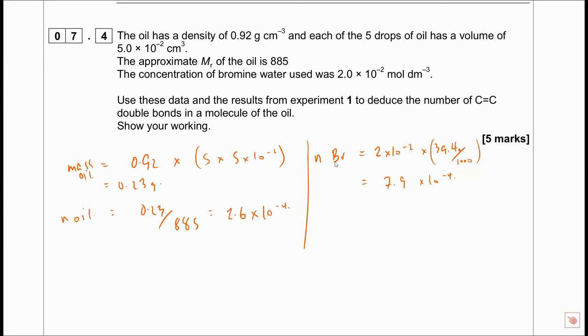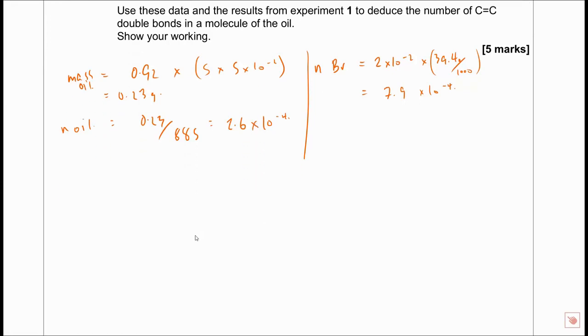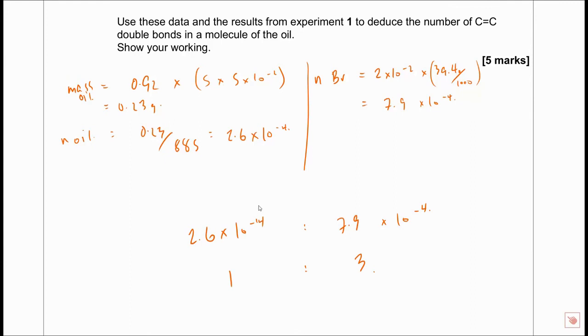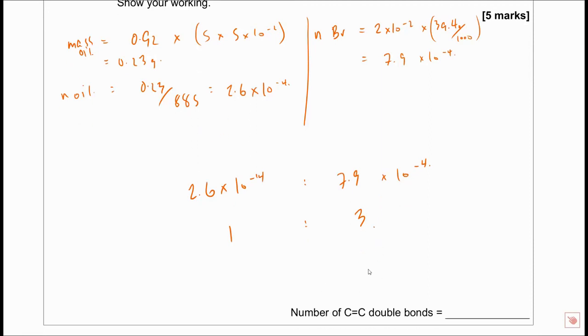All I'm looking for is a ratio of oil to bromine. My ratio currently is 2.6 times 10 to the minus 4 to 7.9 times 10 to the minus 4. When I look at that ratio, if I divide by the smallest number, which is this one, I come out with a ratio of 1 to 3. So I know, therefore, that for every 1 molecule of oil that I had, I required 3 molecules of bromine, which therefore means I must have had 3 double bonds in there to require the 3 bromine molecules.